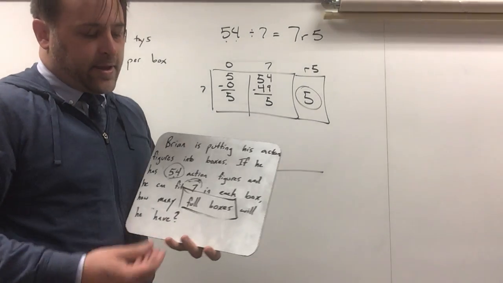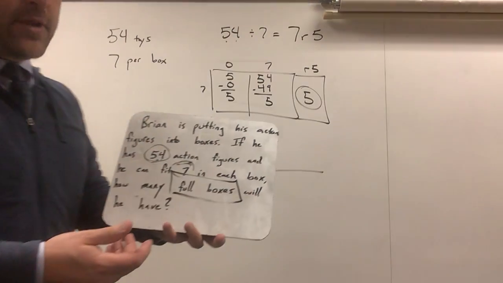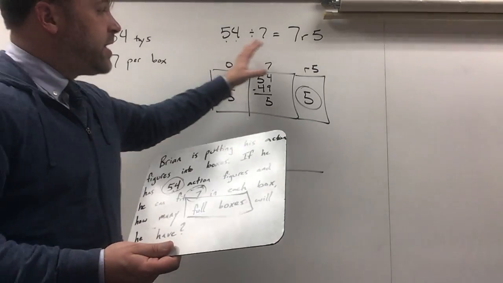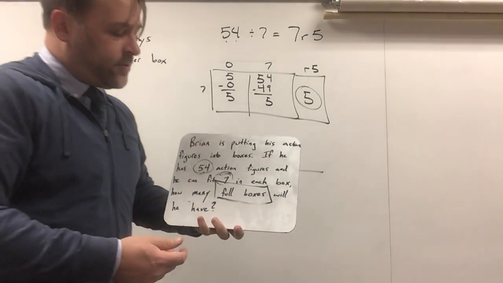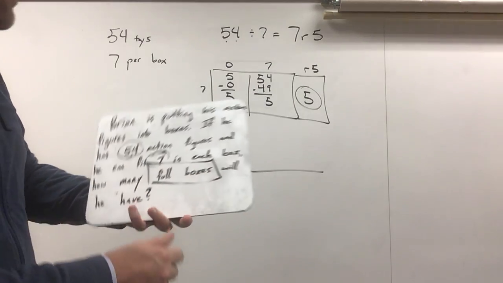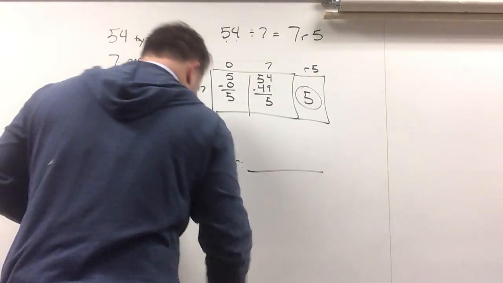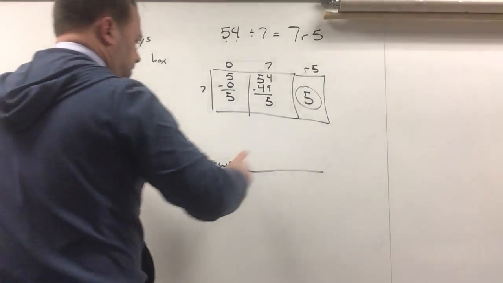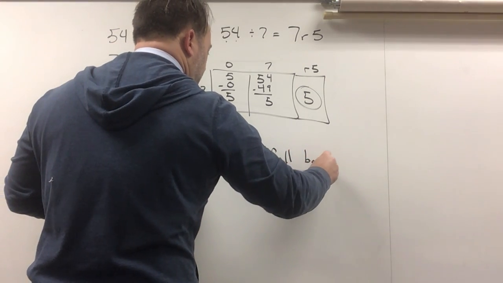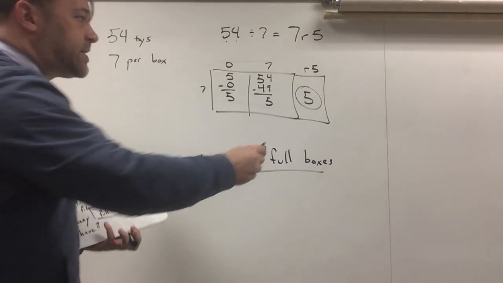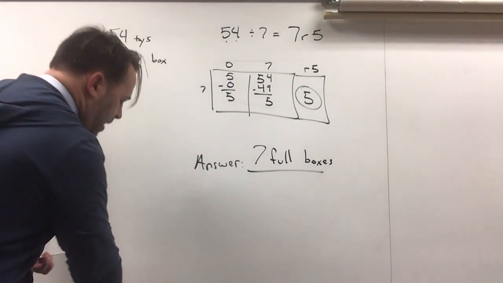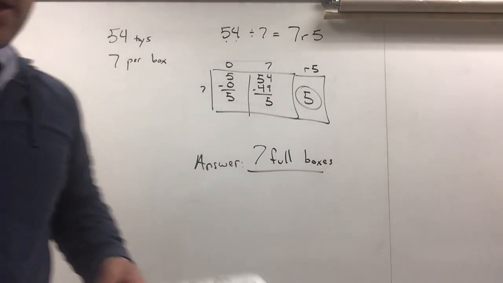So what you're doing today is, I'm going to give you a couple word problems, and you're going to divide every one, but I want you to think, what are they actually asking here? So since they wanted to know how many full boxes he's going to have, we're going to go with our 7 as our answer. So 7 full boxes. They didn't ask what's left over, so we're just going to answer the problem that they asked us, okay?